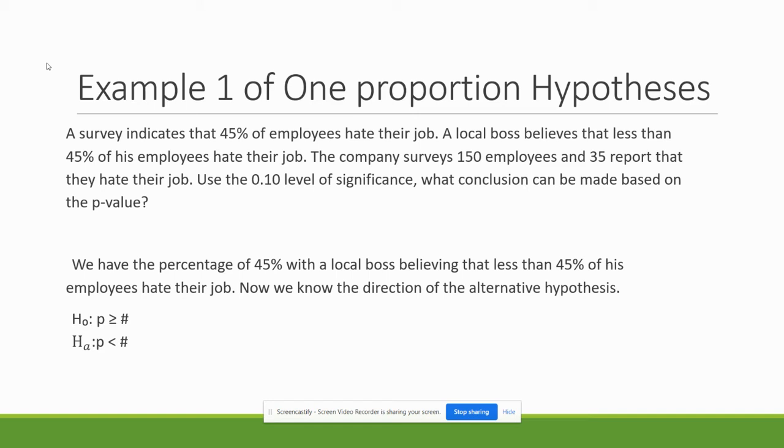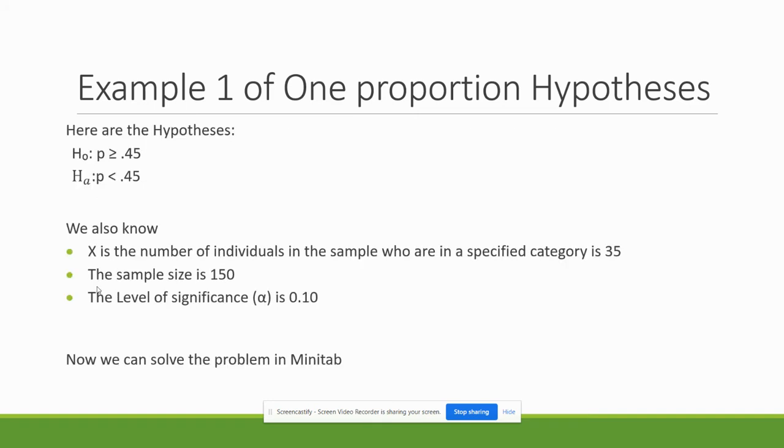All right. So we have the percentage of 45, with the local boss believing that less than 45% of his employees hate their jobs. Now we need to know the direction of the alternative hypothesis. Because he believes it's less than, I'm going to choose this scenario right here. And again, I'm just pulling that from my table of hypotheses.